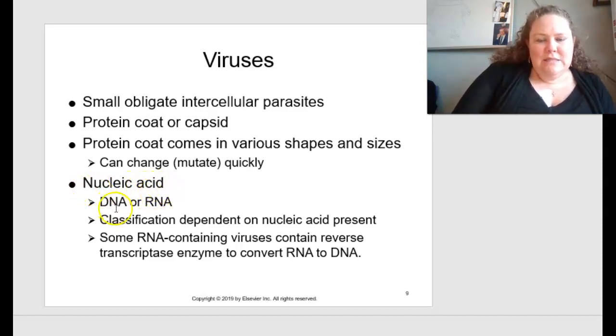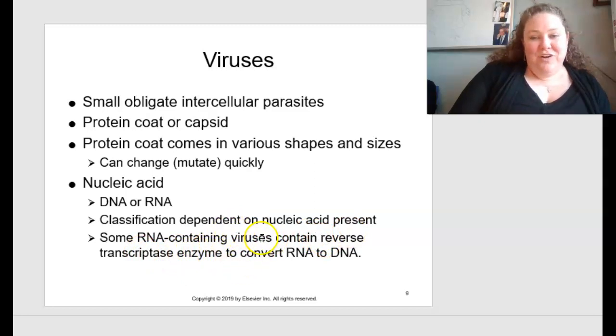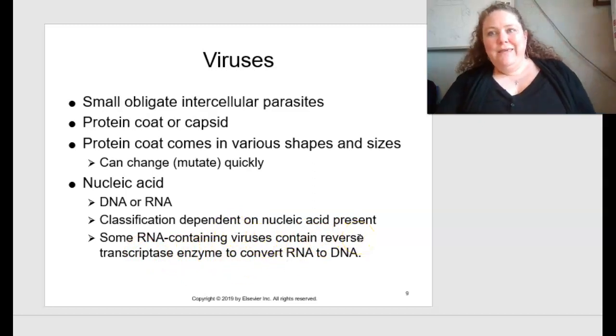The nucleic acid is either DNA or RNA. The classification is dependent on the nucleic acid that's present, and some RNA-containing viruses contain the reverse transcriptase enzyme, which can convert RNA to DNA. So again, these are kind of like little alien cells.